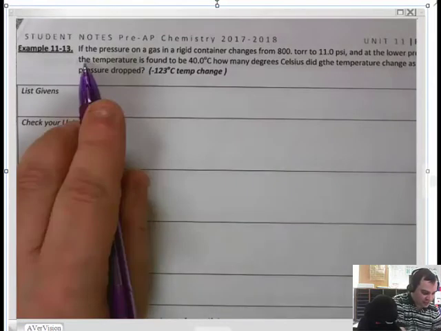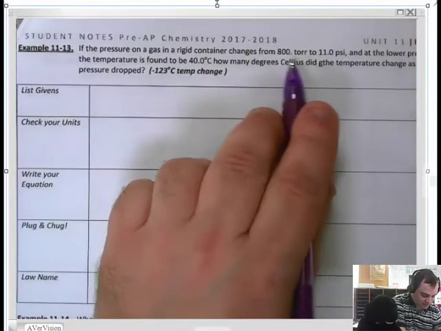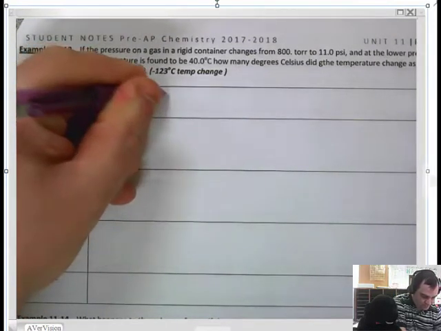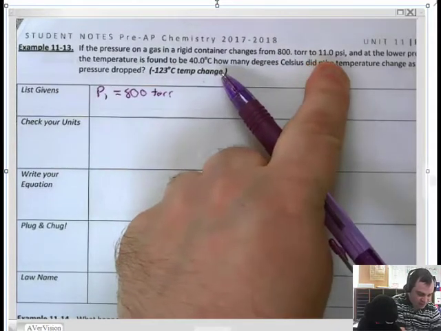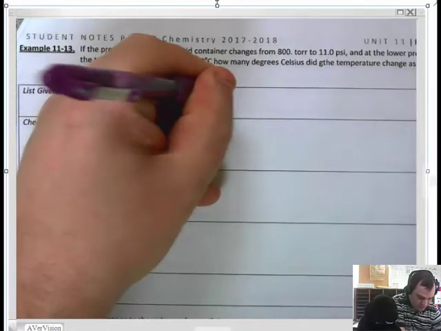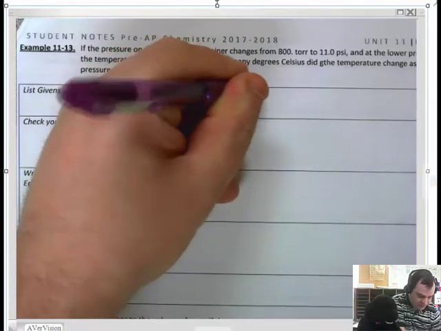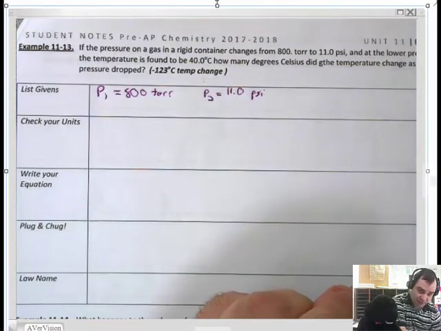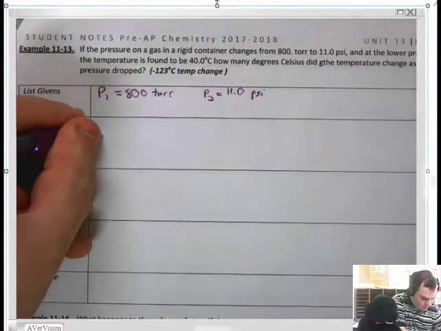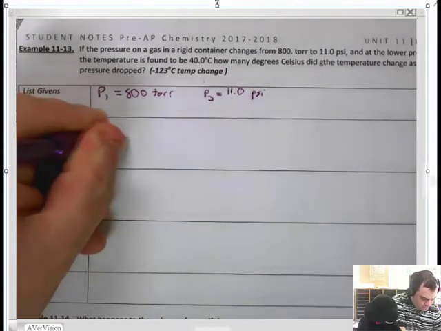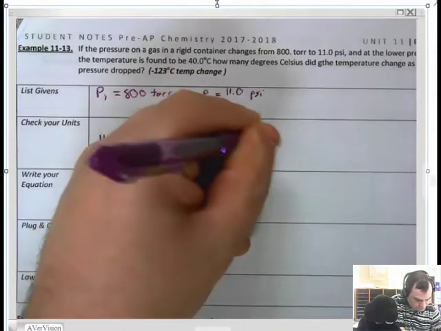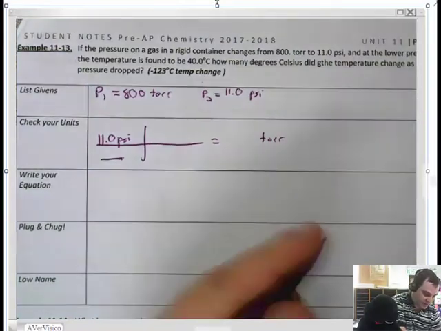If the pressure of a gas in a rigid container changes from 800 torr, so pressure 1 is 800 torr, to 11.0 psi, that is pressure 2. At the lower pressure, I have to figure out which one is the lower pressure, so we have to do a pressure conversion. I'm going to convert 11 psi over to torr. Or I could convert torr to psi, it doesn't matter.